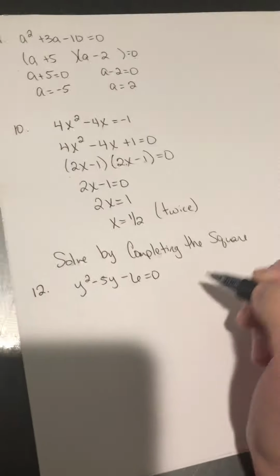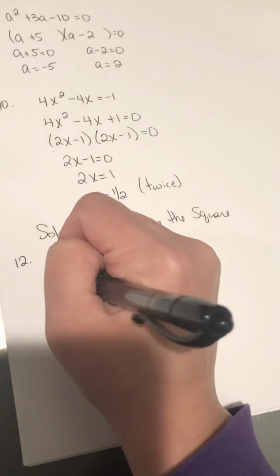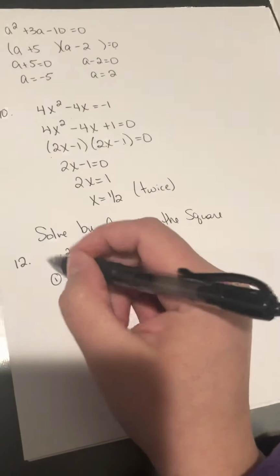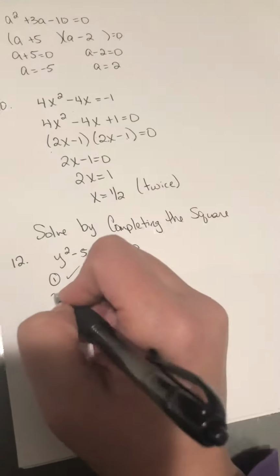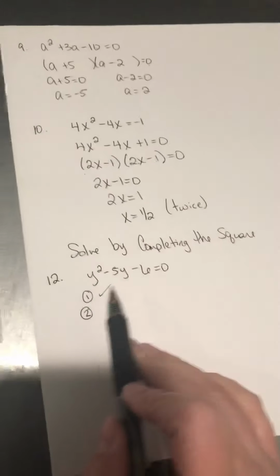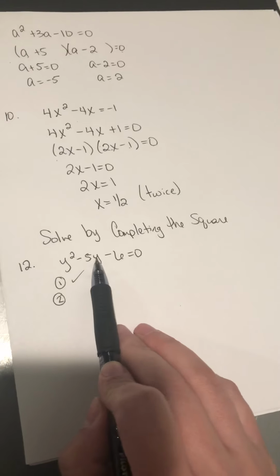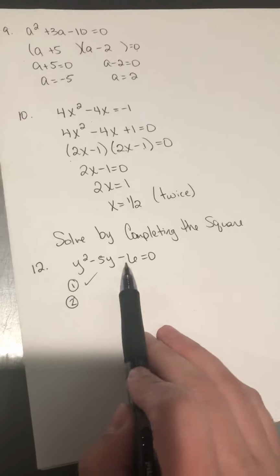So here's our equation, our quadratic. So your step number 1 is to get your leading coefficient to be a 1. So if this is already a 1, in this case it is, step number 1's done. Step number 2 is to get your squared term and your linear term, your first power term, on generally the left, and your constant term on the right.